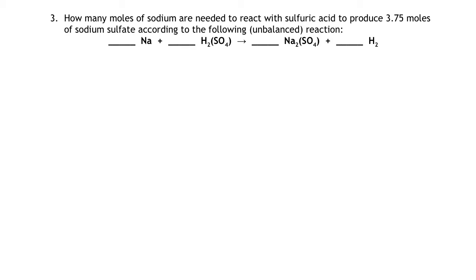How many moles of sodium are needed to react with sulfuric acid to produce 3.75 moles of sodium sulfate according to the following unbalanced reaction? So I'm going to still write my knowns and unknowns, but because I'm going to do a little bit of work underneath my formula, I'm going to put it over here to the side. My known is 3.75 moles of sodium sulfate.